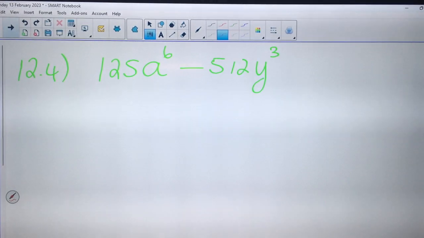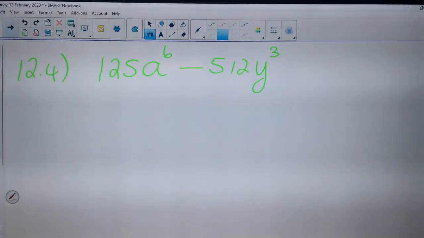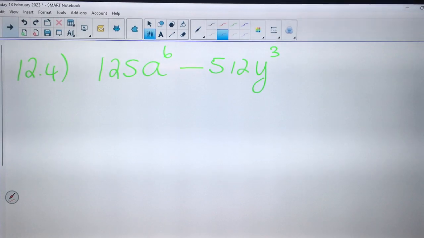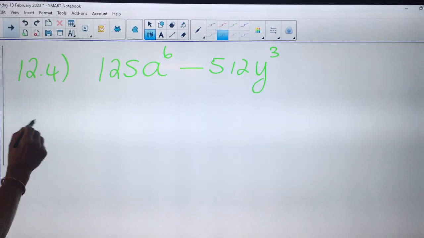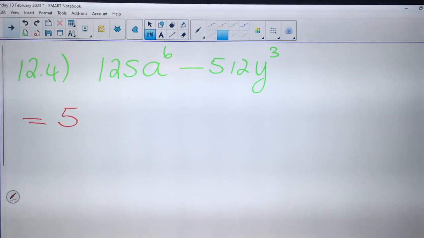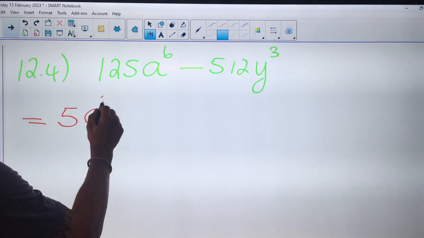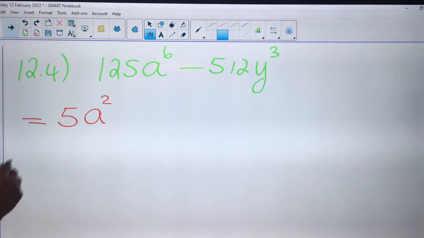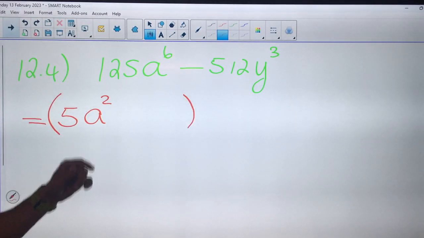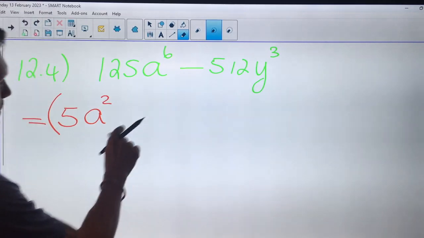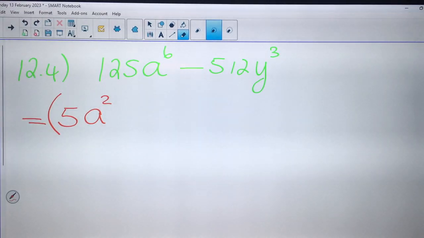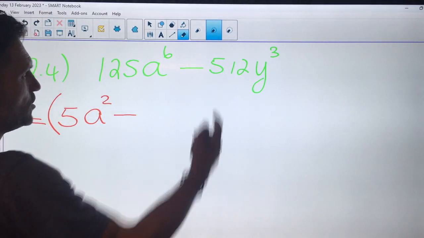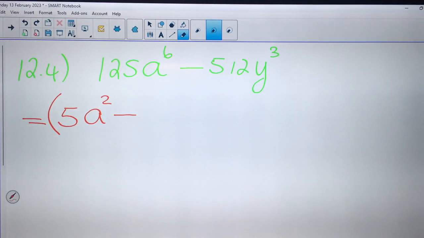So first is the cube root of 125. So what is the cube root of 125? 5. What is the cube root of a to the power of 6? The power is divided by what? 3. So it's 2, so that is a squared. What comes here? Positive or minus? Minus or plus? A negative. What is the cube root of 512? Check.